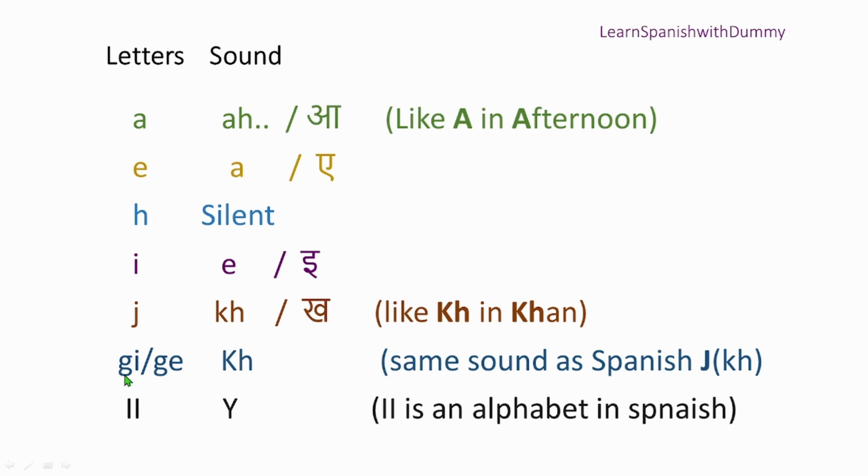Now the G letter is exactly like English. We don't need to focus much on that. Like go in English, in Spanish also, it's go. So that's easy. But there's an exception. After G, if I or E comes, then the pronunciation of this combination becomes kh, just like the J that we just learned. Like GI, it becomes kh. GE also becomes kh. For example, the word general, right? General.